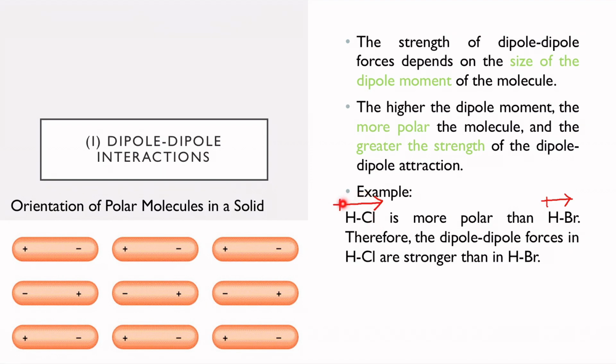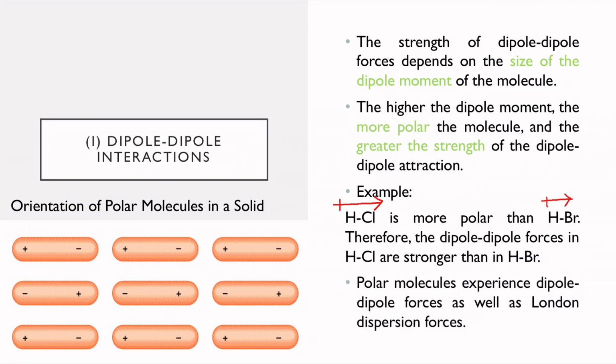So this one, HCl, the more polar compound, will have stronger dipole-dipole force, okay? Okay. So polar molecules, not only do they have dipole-dipole forces, but they also have London dispersion forces, okay? They have London dispersion forces too. Alright. So a polar molecule will have two intermolecular forces, which are dipole-dipole forces and London dispersion force.